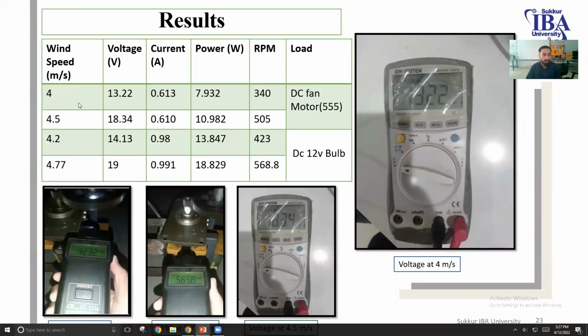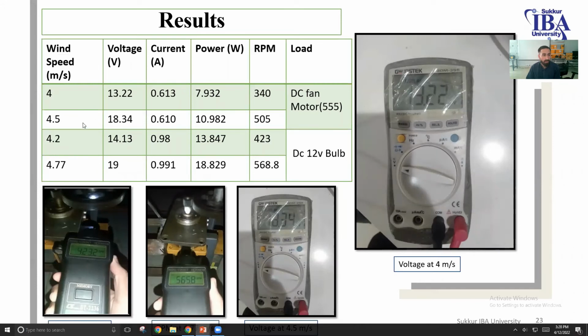These are the results after operating the hardware at 4 meter per second wind speed. We have got the voltage 13.22, the current 0.613, and power 7.932 at RPM 340, and the load is DC fan motor 555.